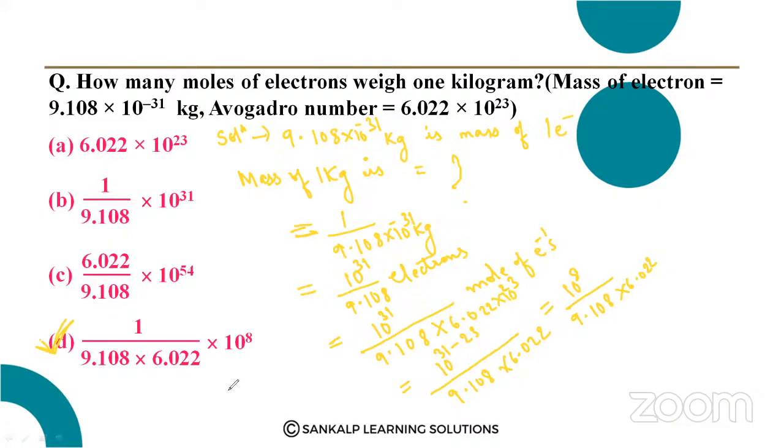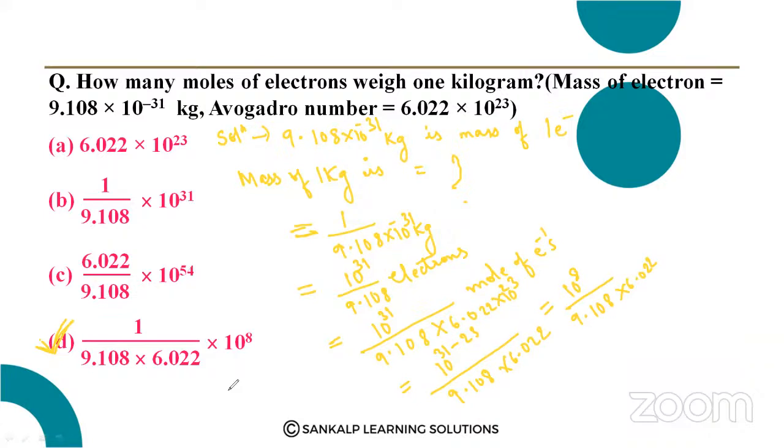So what is given? You have to find out the number of moles in 1 kilogram. So you know the mass of an electron, you know Avogadro's number. So you have to relate it. The mass of one electron is this much. Mass of 1 kg of electrons, you don't know. So just cross multiply, you will get the number of electrons present in 1 kilogram.